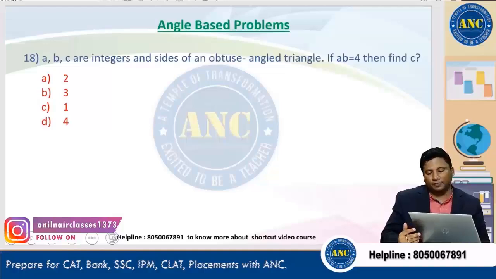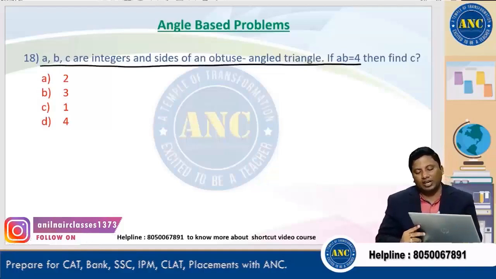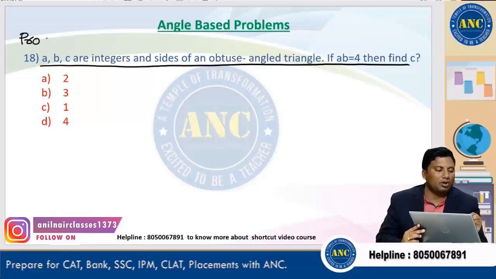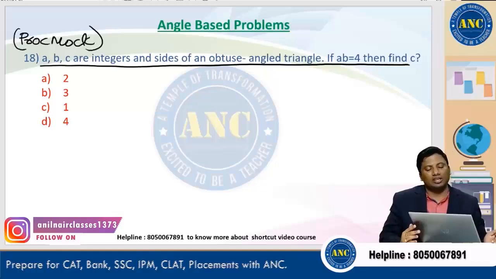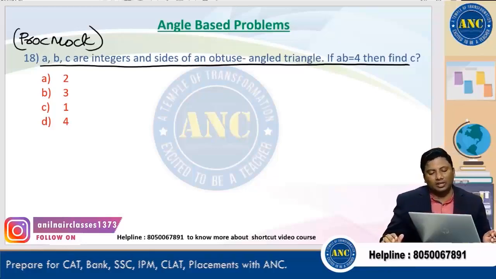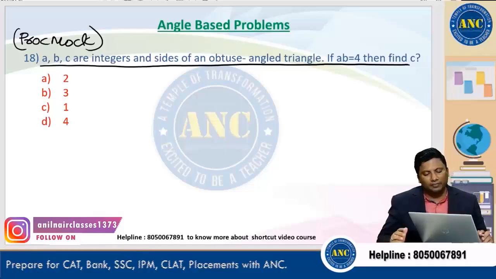Next one. A, B, C are integers and the sides of an obtuse angled triangle. AB is equivalent to 4, find C. This is a replica of the mock question which I developed when I was the CL South head. Thus the value has been changed. That question is AB is equivalent to 25. Now it is AB is equivalent to 4.